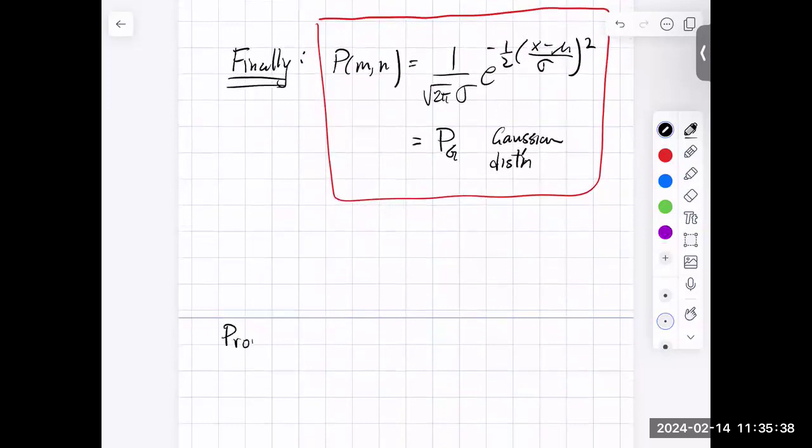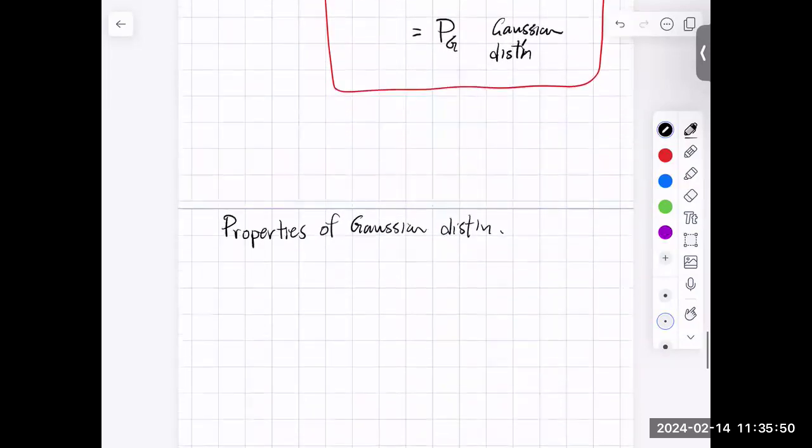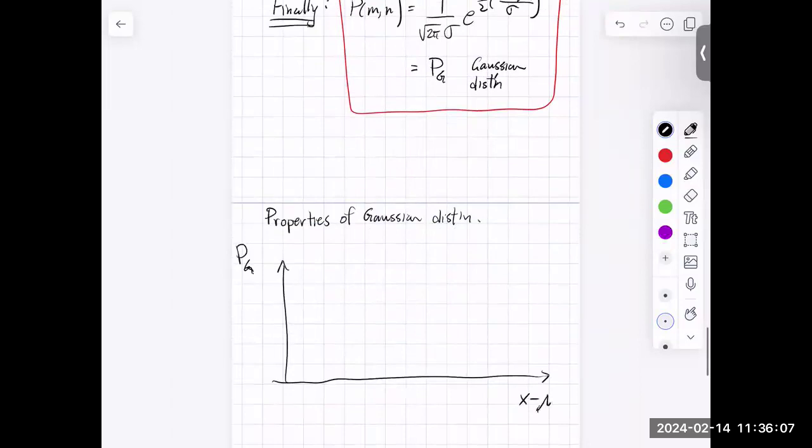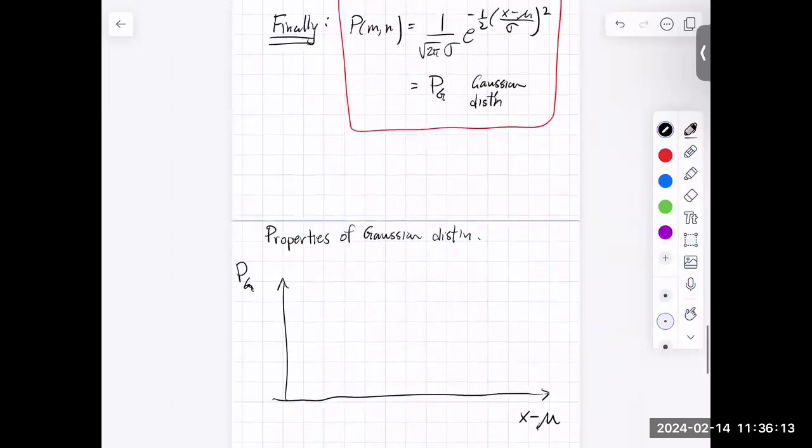Let's look at some of the properties of the Gaussian distribution. Okay, so if you were to plot this function, like I said, it's going to be symmetric. And so we'll plot our Gaussian distribution on the vertical axis. The horizontal axis, I will put x minus mu. Okay, so if I put x minus mu equal to 0, then I have e to the 0, which is 1.